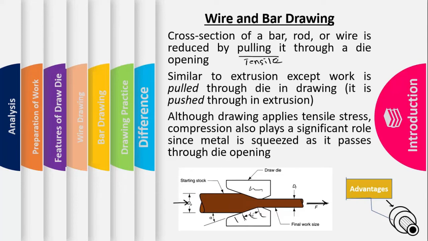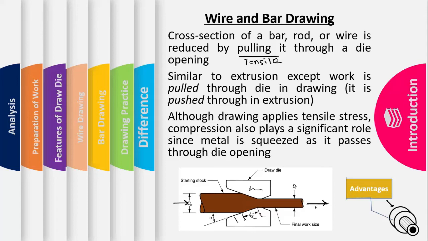Although drawing applies tensile stresses, compression plays a significant role, because when metal passes through this die opening, there is a compression in the metal. So it's not a completely tensile mode. Although the force being applied is tensile in nature, the compression also plays a vital role when performing the wire and bar drawing operation.